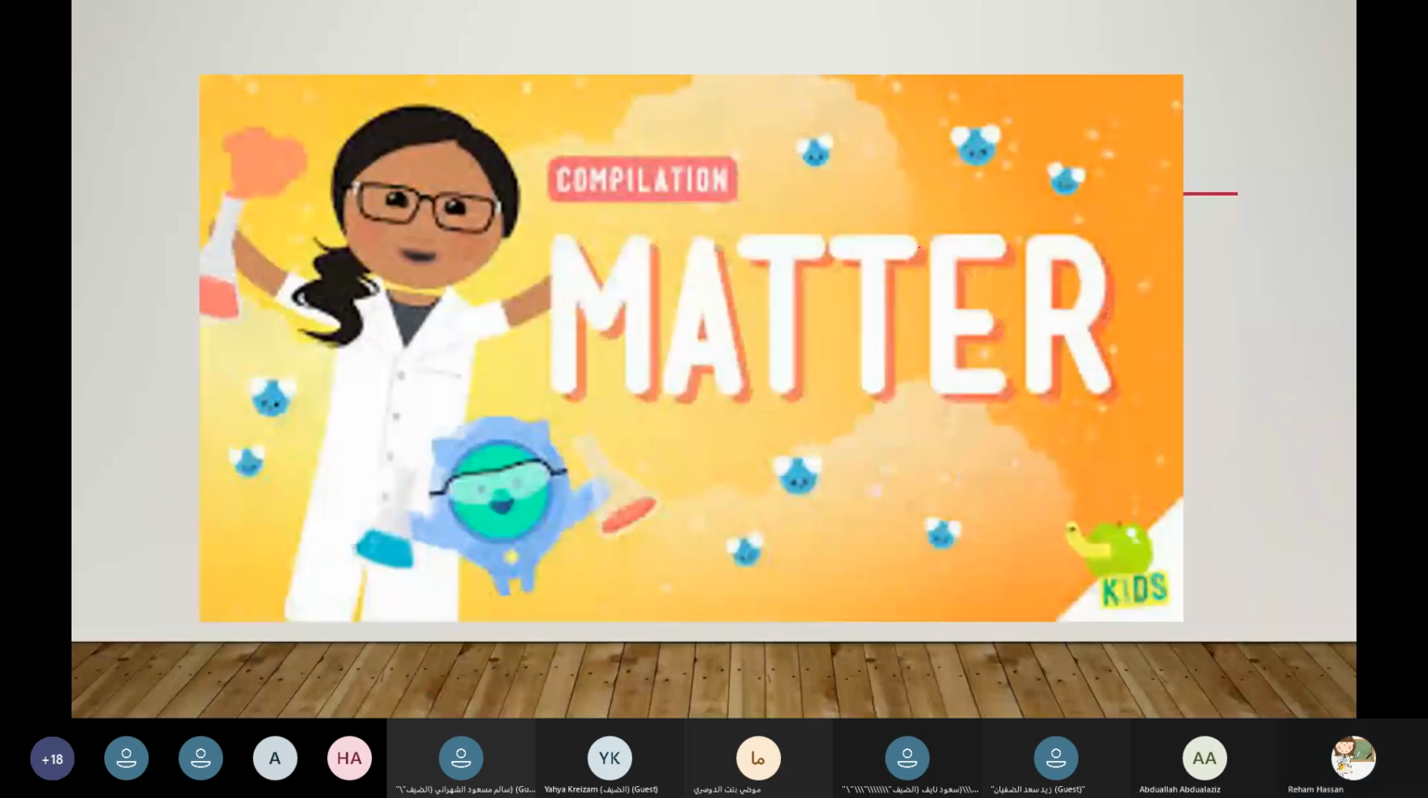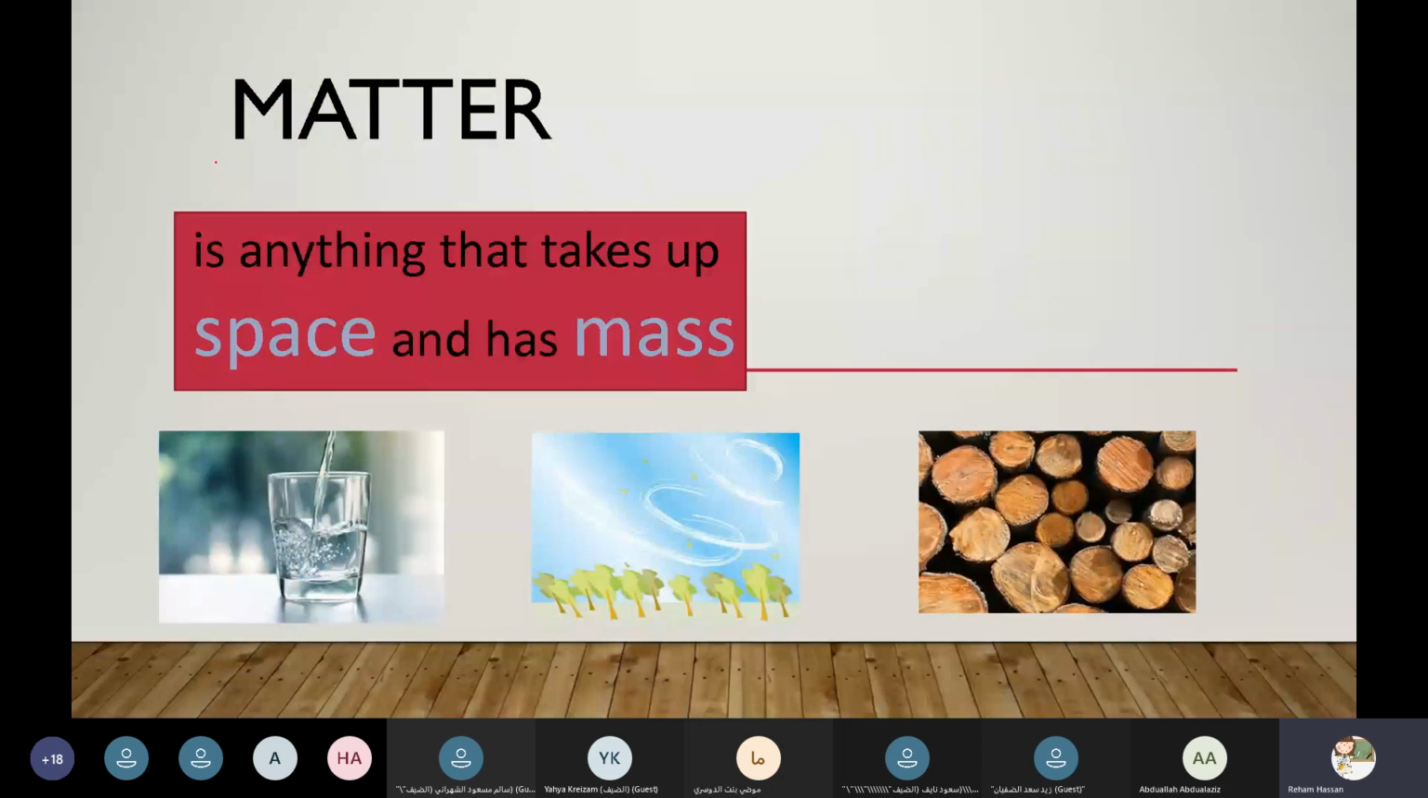Yes, Hamad? Tell me again, what is the matter, honey? It is anything that takes up space and has mass. Thank you so much, Hamad. Super boy. So anything that takes up space and has mass, we call it matter. Matter is everywhere around us, and all things are made of matter. So again, who can tell me what matter is?